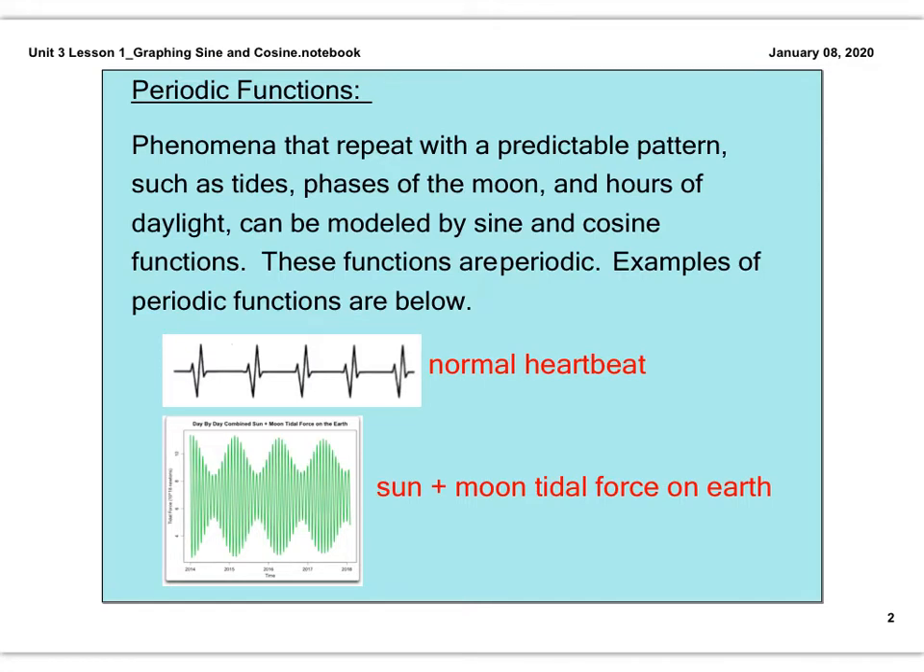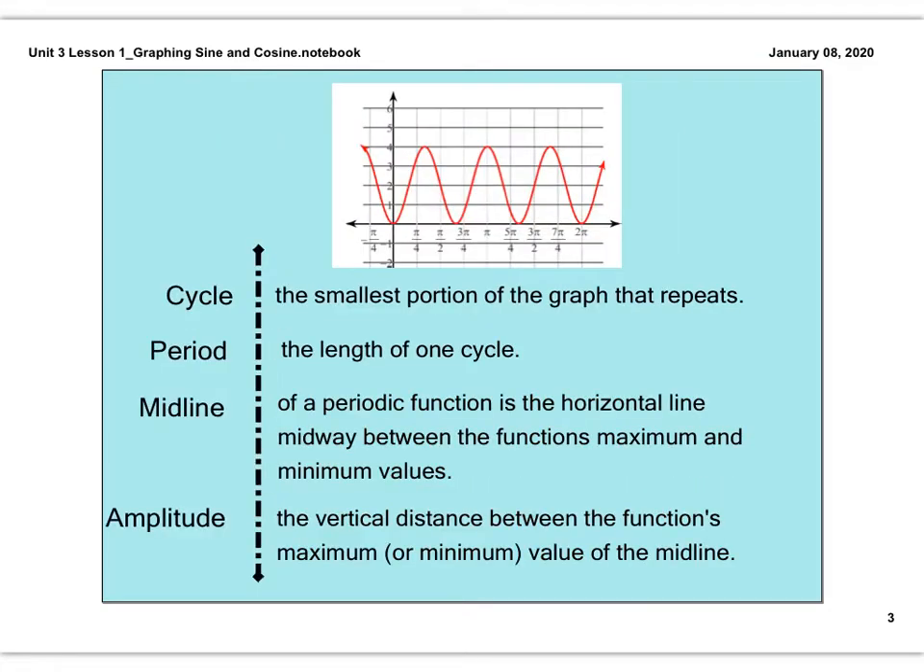Like you can see in this normal heartbeat, if you were just laying in bed resting and had a resting pulse, your heartbeat would be pretty steady and it would keep repeating that same graph over and over. Same with the sun plus moon tidal force on the earth. We continually repeat the same rotation around the sun, which causes the tidal force to change on the earth in the same motion over and over again. So these are periodic functions.